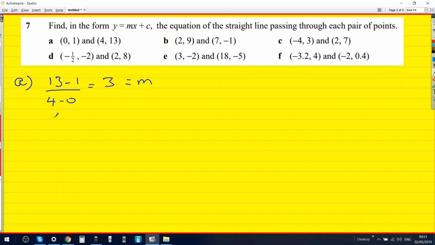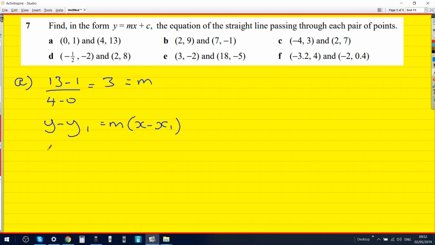13 equals 3 times 1. So let's put it into y minus y1 first. How can we put it into this? Because then we can just rearrange it to be y equals mx plus c. Is this an easier way? I think so.